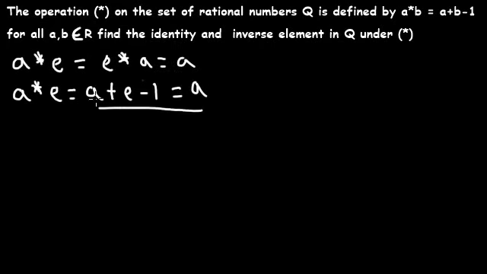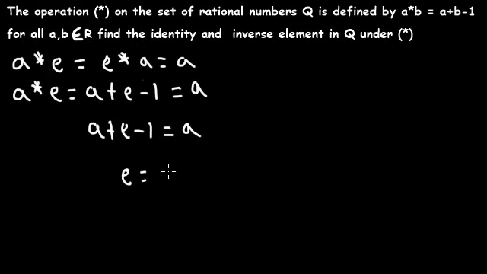Now let's focus more on these terms. Therefore, A plus E minus 1 will be equal to A, and if we take the 1 to the other side, likewise the A, we can clearly say that the identity E is equal to A minus A plus 1. And at the end of the day, we can clearly say that the identity E is equal to 1. So for this operation at stake, the identity E, which is in the rational numbers, is equal to 1. Now what about the inverse?